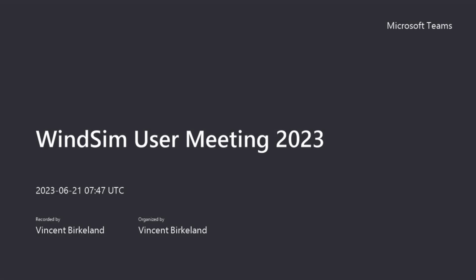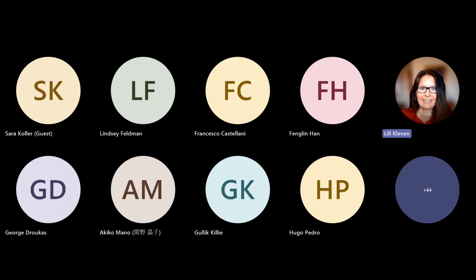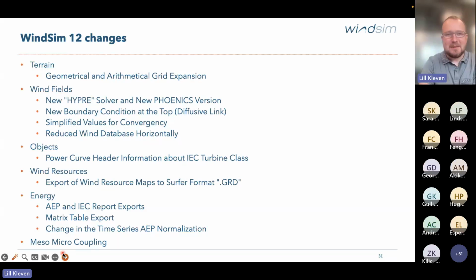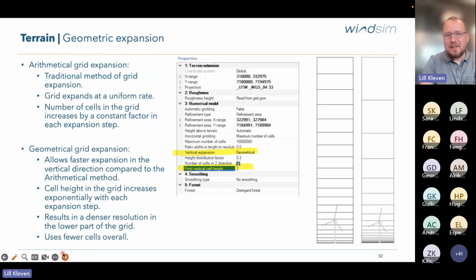Here's the list of changes, and now I'll go through each change a bit more in detail. So first, a big change we did is using geometric expansion. Normally, in older versions of WindSim, we've had this arithmetic expansion. That means that the grid expands at a uniform rate. For example, if the first cell is 10 meters, then it increases by 5 every cell.